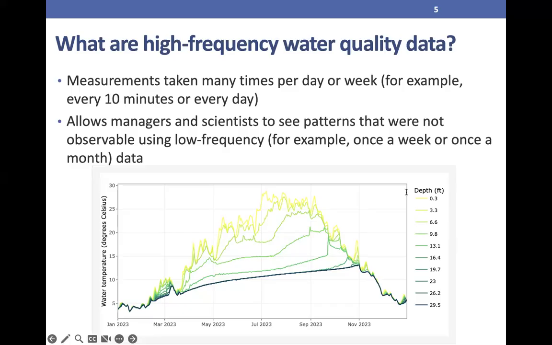For example, the plot on the bottom of the slide shows water temperature data collected from many different depths in a reservoir every day over the course of a year. You can see there is a lot of variability in these data that would not be visible if the data were collected once a month, for example.